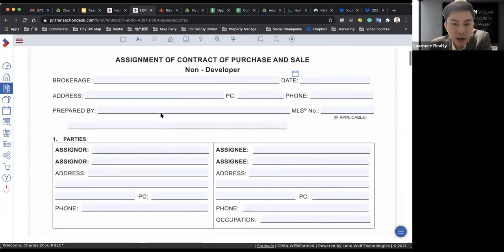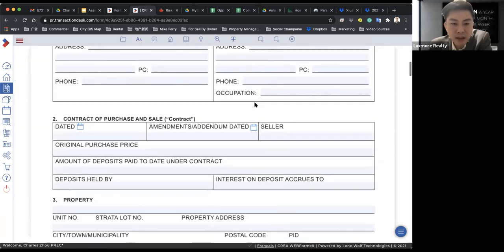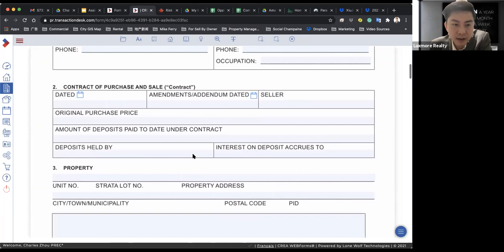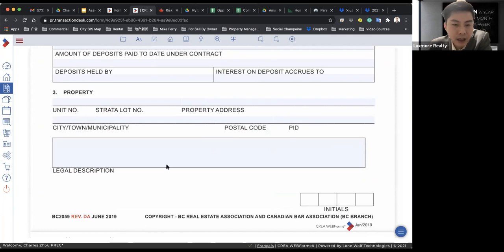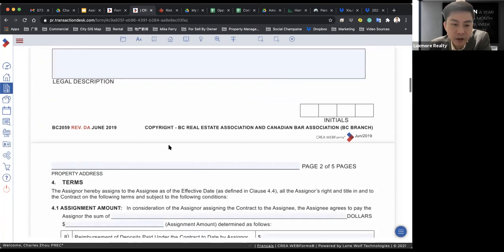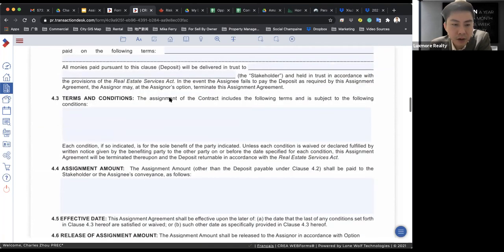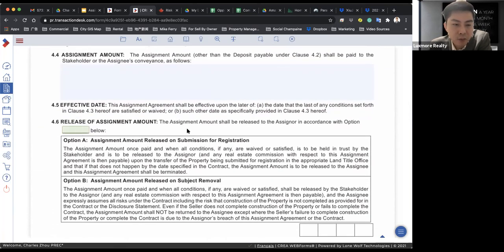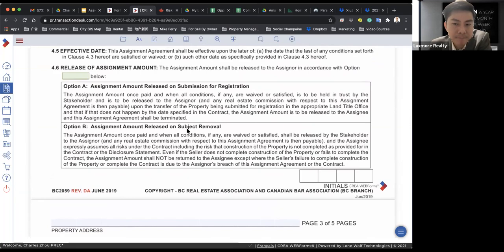Okay, so there's another contract of purchase and sale. This one's assignment for non-developer. For non-developer, it is basically the same, but it does not have the developer stuff on it. On section 2, you will see the contract information. Section 3 is the house address, lot address information. And section 4 is totally the same: assignment amount, conditions, assignment amount. And here, option 4.6, you choose A, B, or C, when to release the assignment amount.